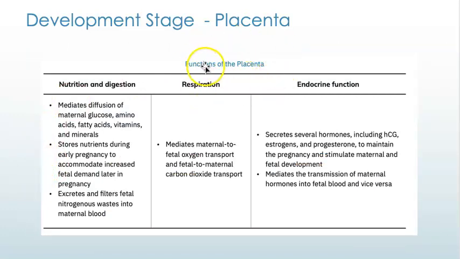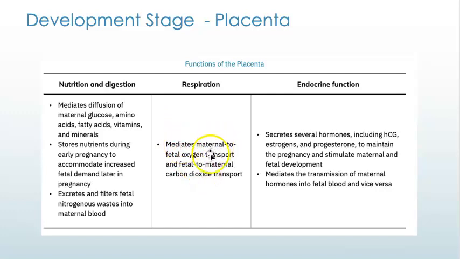So some of the functions of the placenta, I really like, this is a very nice summary slide of the basic functions. So nutrition and digestion, it's going to help mediate the movement of glucose, amino acids, fatty acids, vitamins, minerals from maternal side to the fetal side. It helps store nutrients early in pregnancy to accommodate increased demands later in pregnancy. And it will also act as a filter for the developing fetus, right? So it helps filter and excrete fetal waste into the maternal bloodstream, right? So that means mom's kidneys got to work a little bit harder.